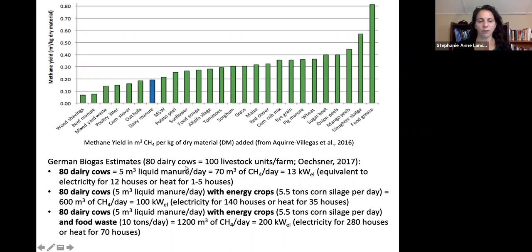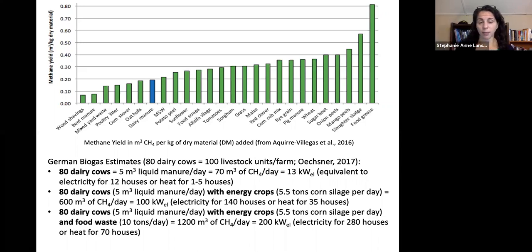Here they found for 80 dairy cows, they got about 5 cubic meters of liquid manure per day, which was about 70 cubic meters of methane per day, which was equivalent to about 13 kilowatts. Which was electricity for 5 houses, or heat for 1 to 5 houses.